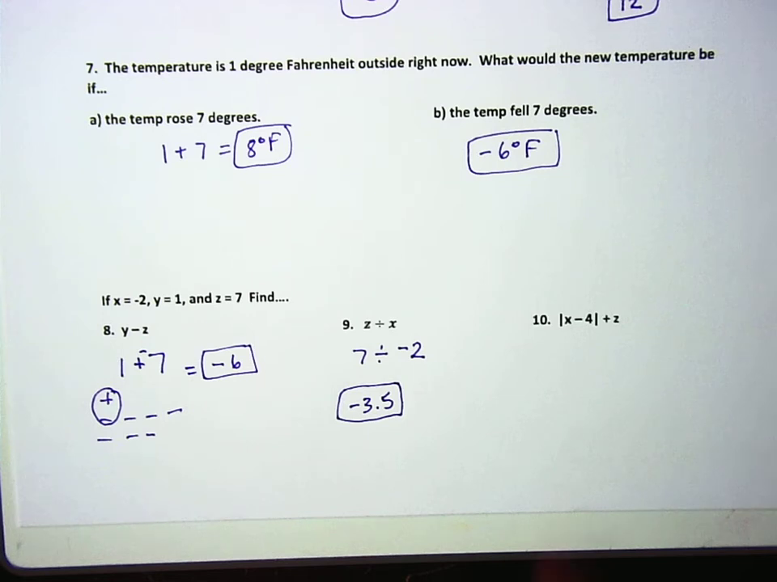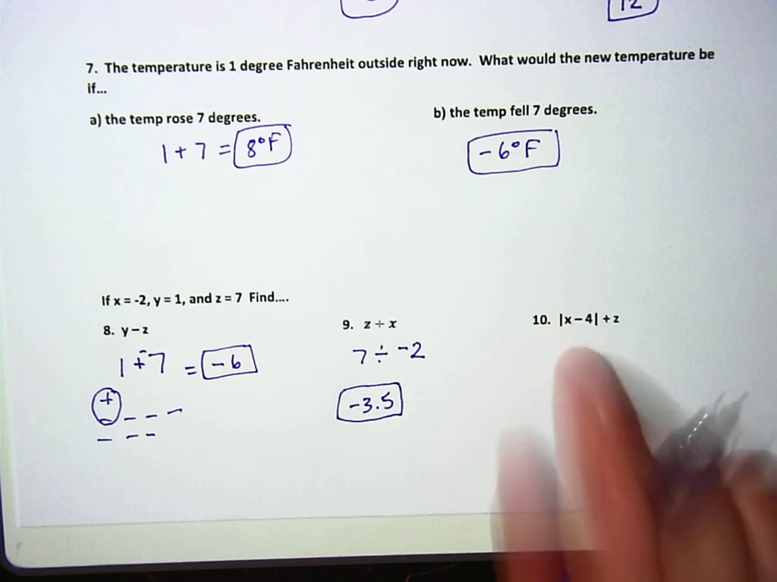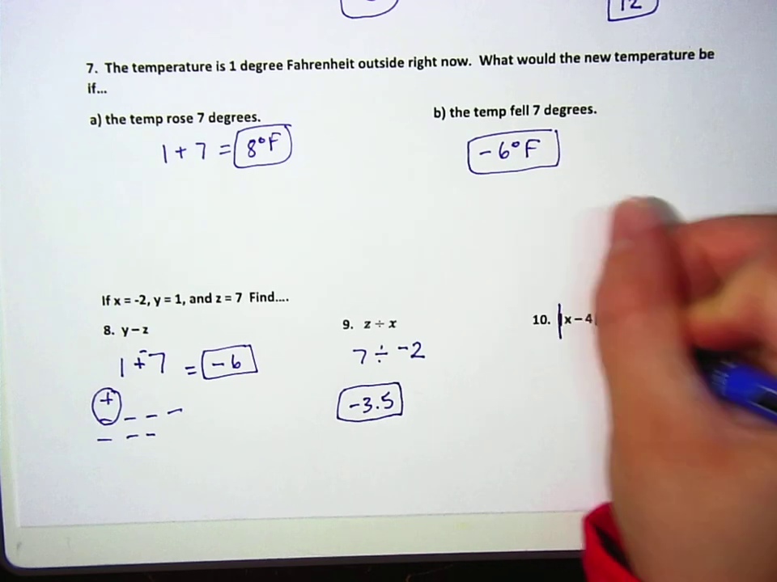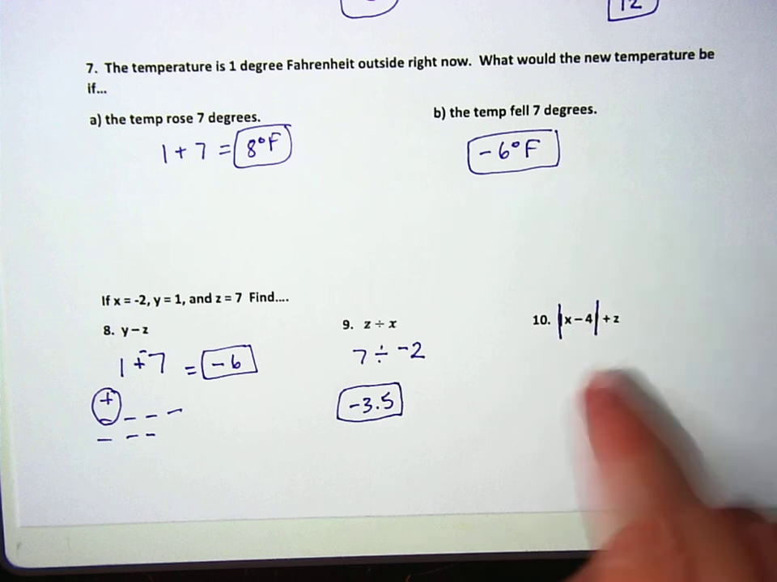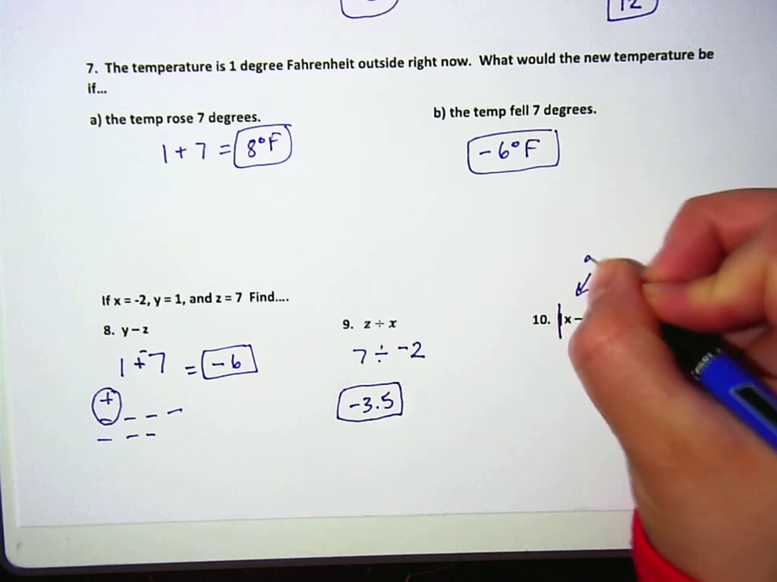Number 10, this is an absolute value sign. So absolute value is how far something is away from 0, which means that this part here is always positive.